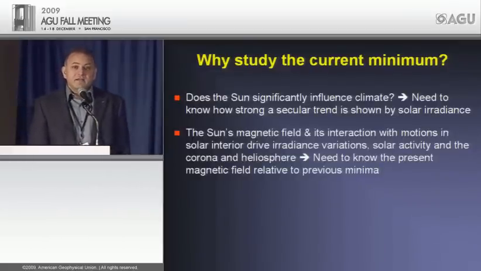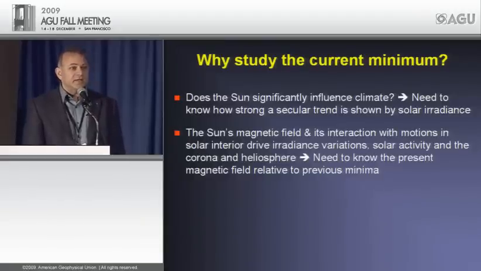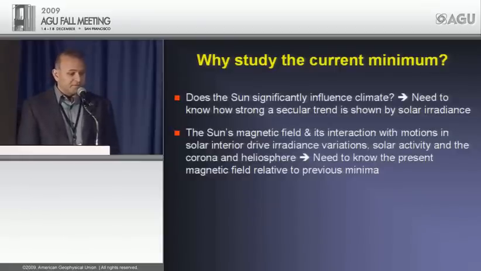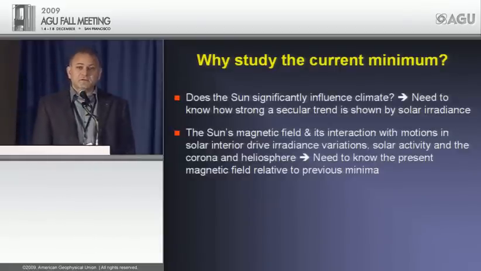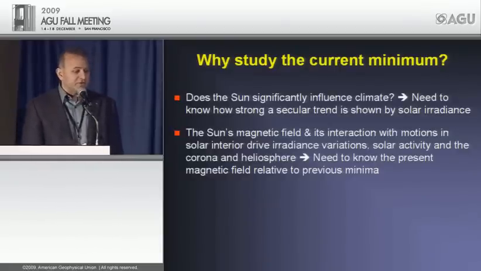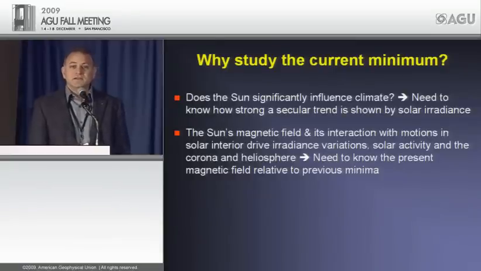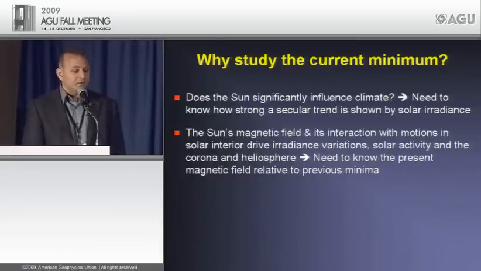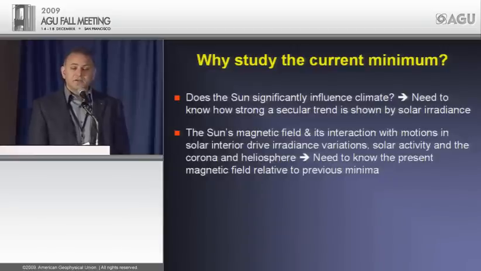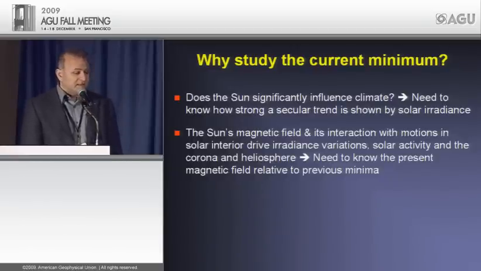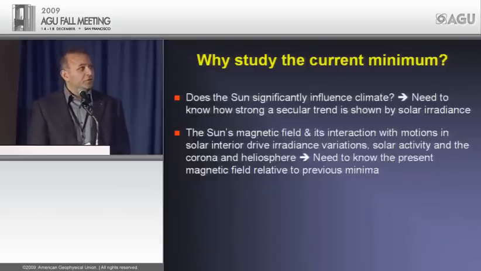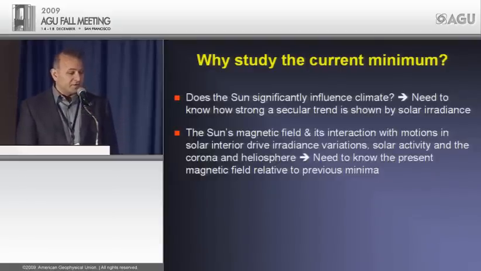If you want to understand what is causing any long-term change of the irradiance, we need to know what the magnetic field has been doing, if that shows any secular trends. The structure of the field and its evolution, its interaction with motions in the sun's interior or surface, for example, with convection, drives not just the irradiance, but many other things also, solar activity, the structure temperature of the corona, and even properties of the heliosphere.